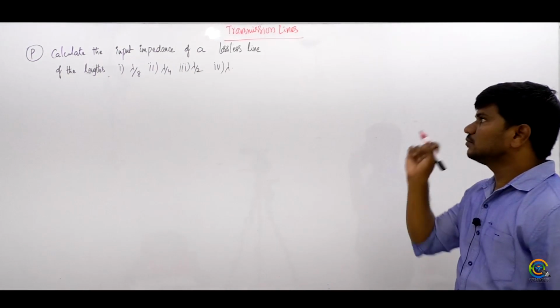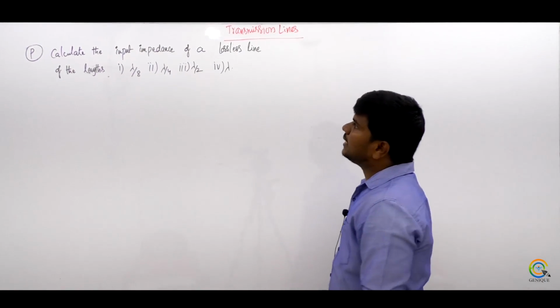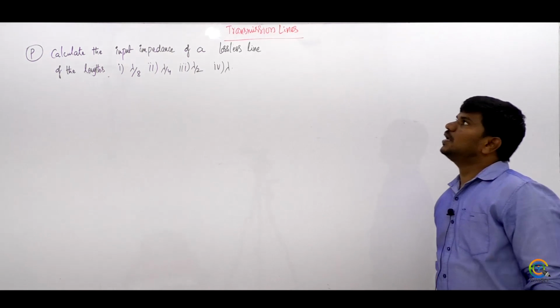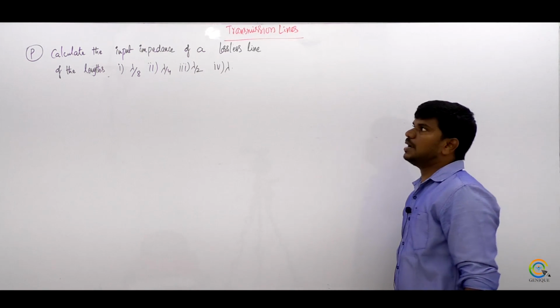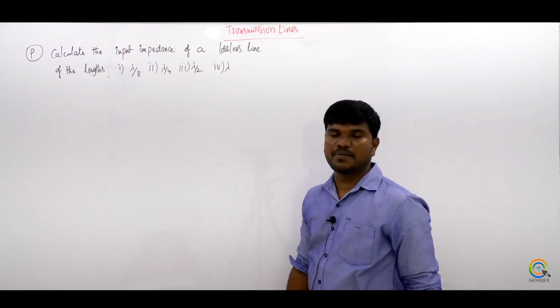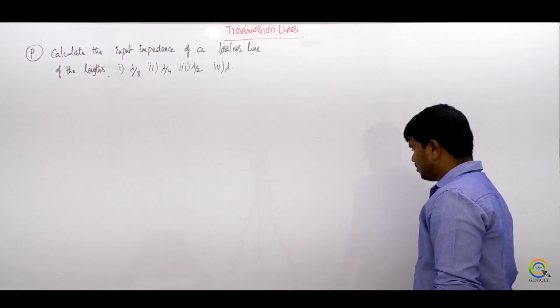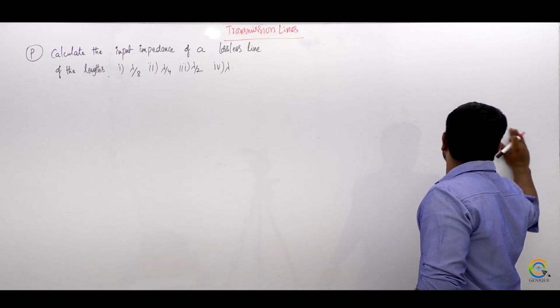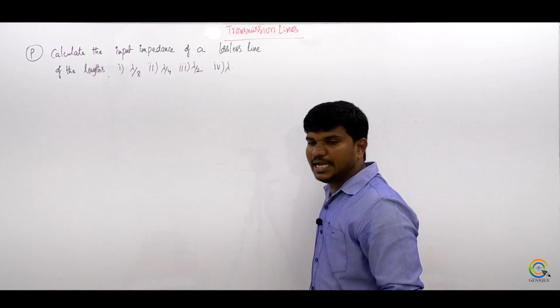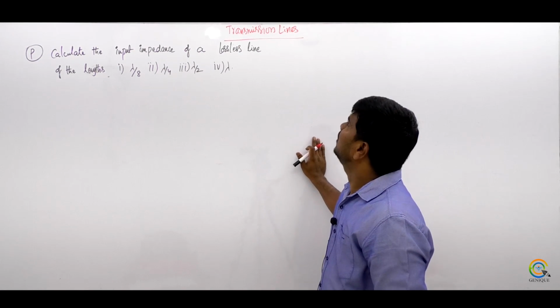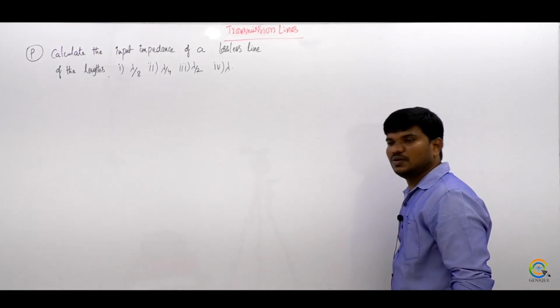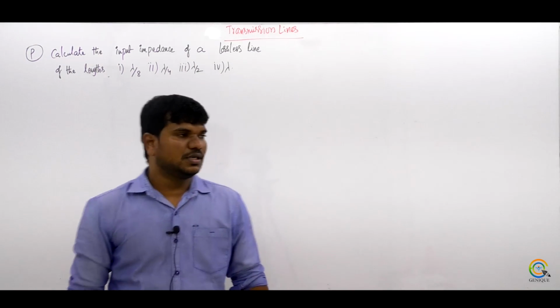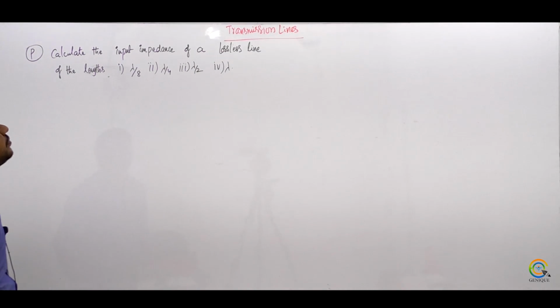So come to this. Calculate the input impedance of a lossless line of the following lengths: lambda by 8, lambda by 4, lambda by 2 and lambda. In transmission lines, they will be asking for the input impedance and the reflection coefficients. Every time they will be asking these questions only, mostly. And the transmission lines topic is very simple when compared to all other concepts in the EMT.